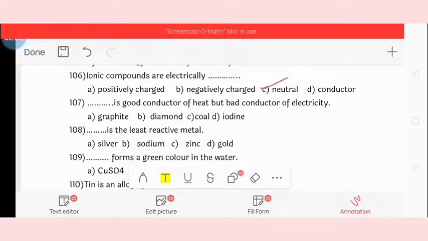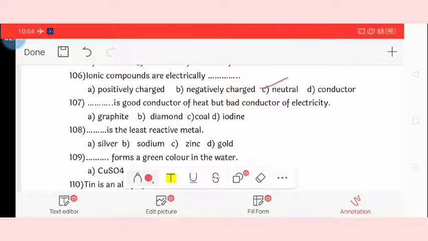Dash is a good conductor of heat but a bad conductor of electricity. So diamond is a good conductor of heat but a bad conductor of electricity. So the correct option is option B.